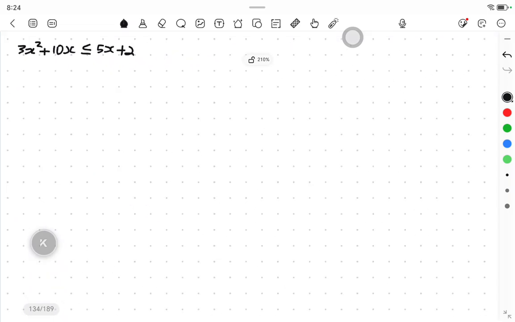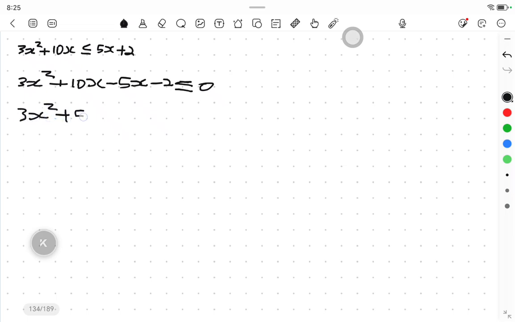So I said that what we're going to do here, we need to have a 0 on one side first, before we can think of anything else. Since we don't have a 0 on this side, we say 3x squared plus 10x minus 5x minus 2 is less than or equal to 0. So I need to take that to the other side. And here we're going to have 3x squared plus 5x minus 2, which is less than or equal to 0.